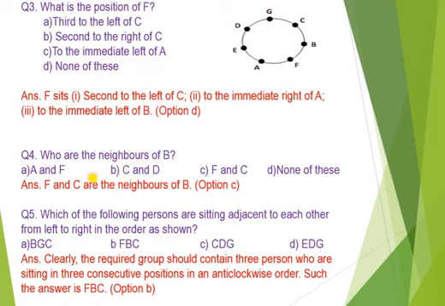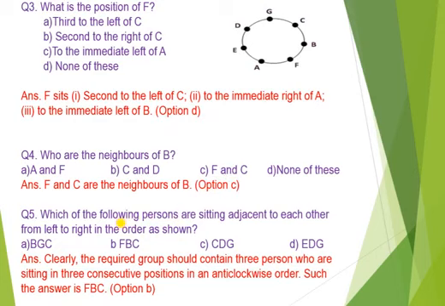Let's go to question number 4. Who are the neighbors of B? The neighbors of B are F and C. Let's go through the options. Option A: A and F. No. Option B: C and D. No. Option C: F and C. Yes. So our answer is option C, F and C.